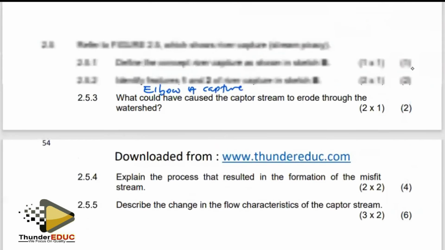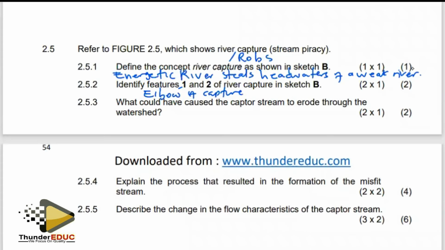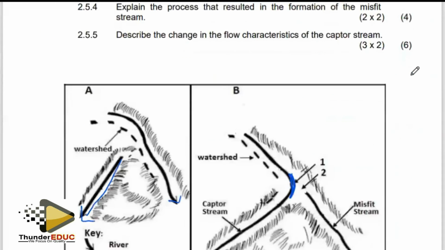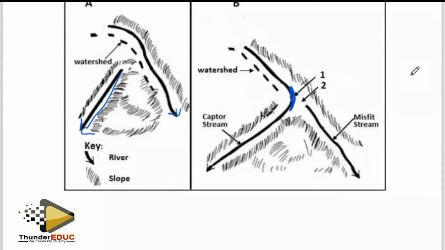And feature 2, that would be the wind gap, or a dry gap. So that is an area. Feature 2, this point here, that area which is now dry. There's no more water at that particular point. Okay.